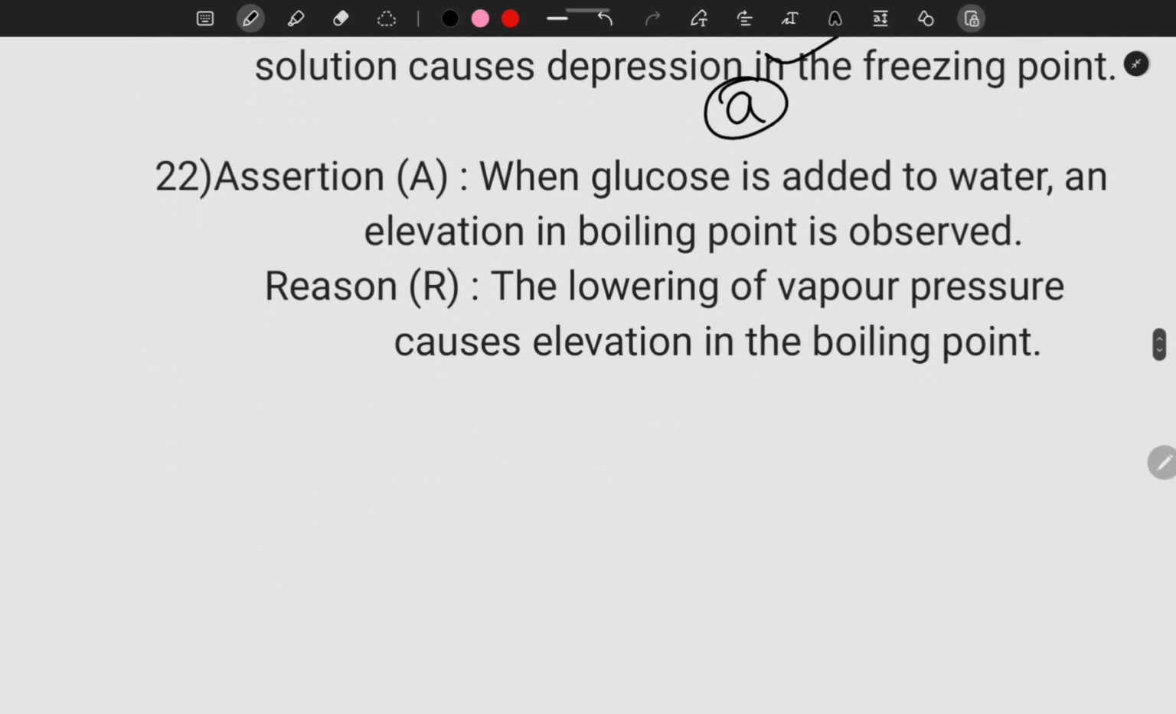When glucose is added to water, an elevation in boiling point is observed. That's a correct statement. The lowering of vapor pressure causes elevation in boiling point. That's also a correct statement. So assertion and reason both are correct statements and the reason is the correct explanation of the assertion. So our option is A.